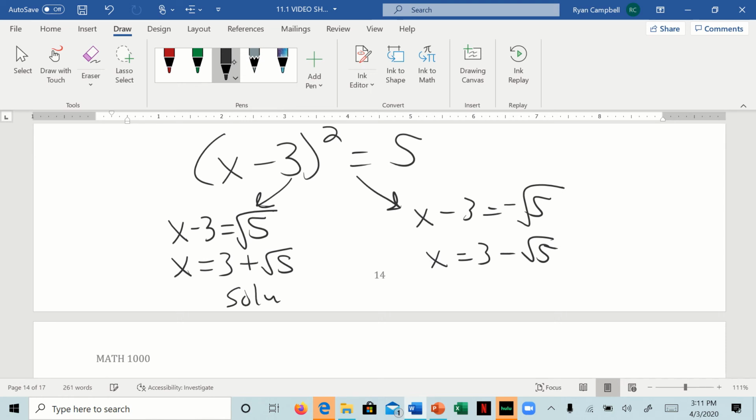So a solution set. If we wanted to simplify, we could also see, if you notice, that this is going to be 3 plus or minus the square root of 5. But you can obviously write it out 2 different ways as well.